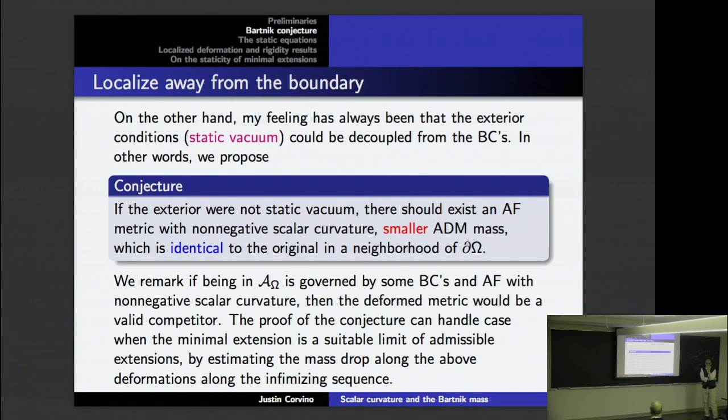Okay? So roughly speaking, if the exterior were not static vacuum, there should exist asymptotically flat metric extensions, still having the dominant energy condition with smaller ADM mass, but I want to preserve the data in a neighborhood of the boundary, whatever the extension is. Then you can keep any boundary conditions you want, any regularity, whatever you have. And so if your class of admissible extensions is defined by some interior equations, non-negative scalar curvature, asymptotically flat, and then defined by some boundary conditions, then this kind of deformation will preserve those conditions.